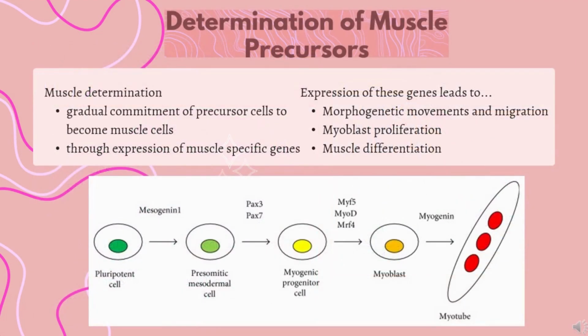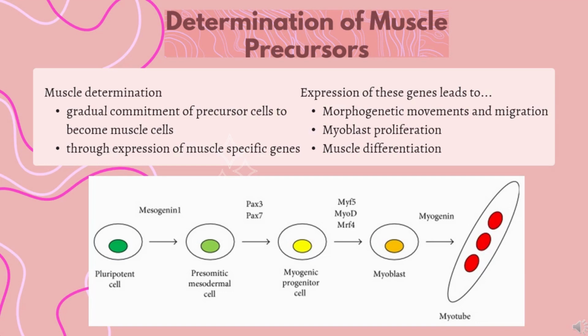Once induced, the precursor cells undergo determination to become muscle cells, or in other words, the precursors gradually become more committed to develop as muscle cells. Determination occurs gradually through the stepwise expression of different muscle-related or muscle-specific genes, which are usually transcription factors, each of which has a different effect on the cell's metabolism, behavior, and commitment to a pathway.